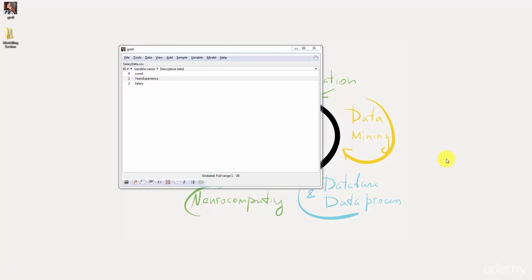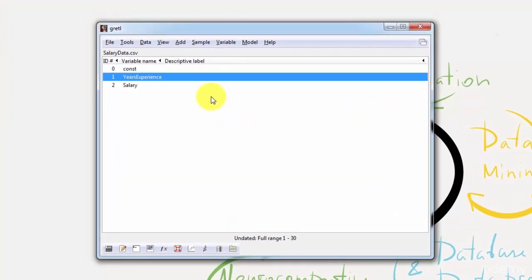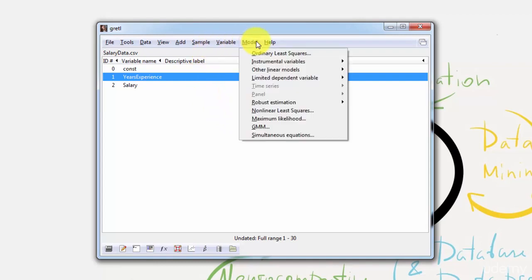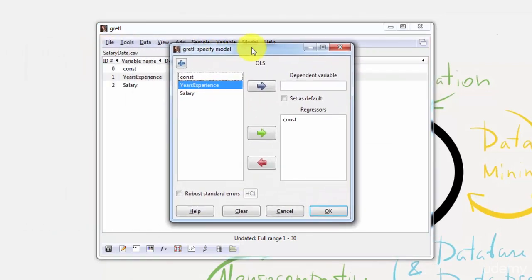All right, so our data is imported, and now we're going to run our very first linear regression model. Hope you're excited about this. Let's get straight into it. So in Gretl, we need to click this menu up at the top, Model, and then we'll just select the ordinary least squares, which is our simple linear regression.